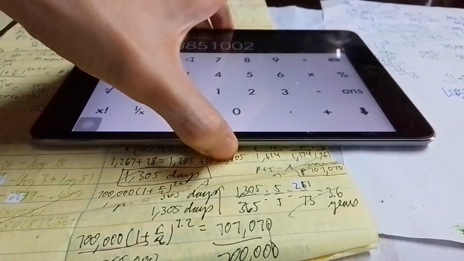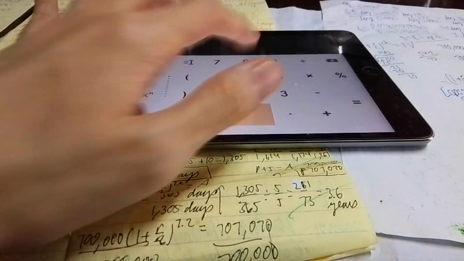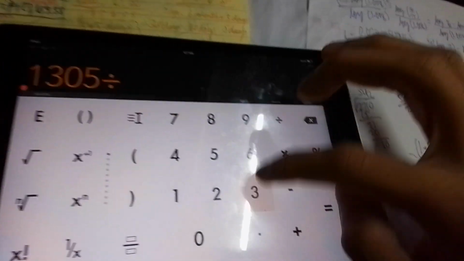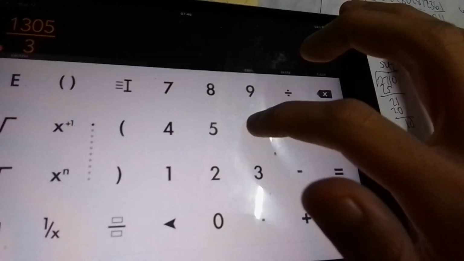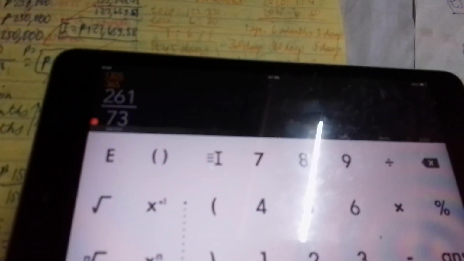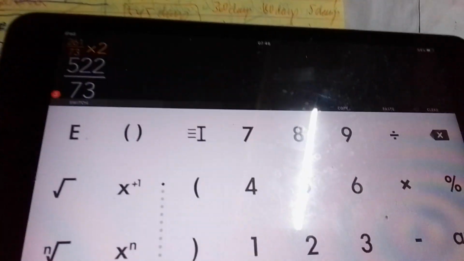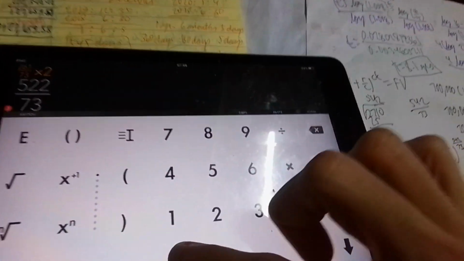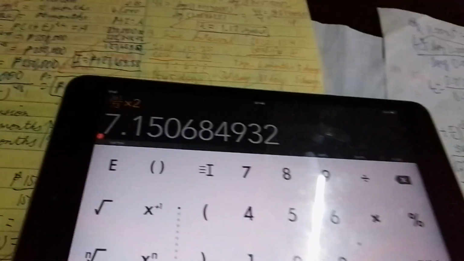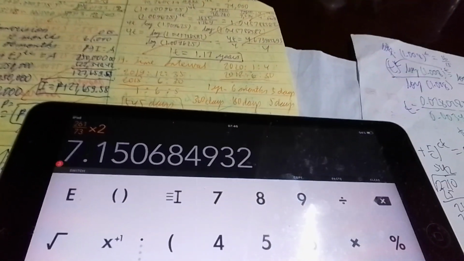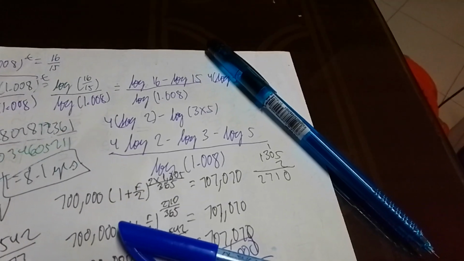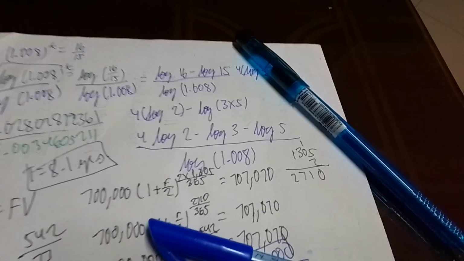So, if I were to do this on the calculator, divide maybe 1,305 by 365, or pwede man ganon, you're supposed to get 261 over 73. Then, your answer being multiplied by 2, tama, we're supposed to get this answer. Kaya naman, that's why I got it wrong. Kasi nga, I multiplied it by 2. Minultiply ko by 2. And then, forgot about ano yun.